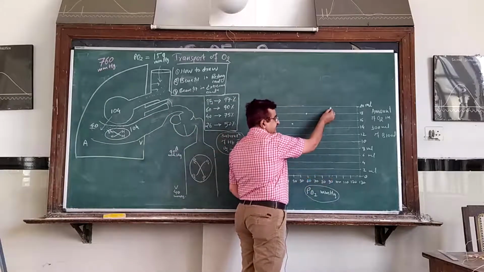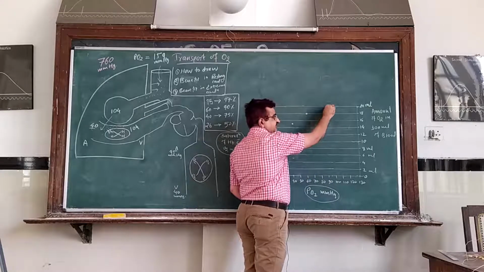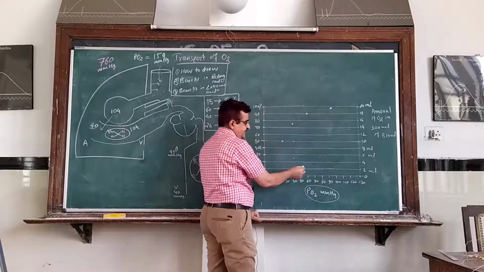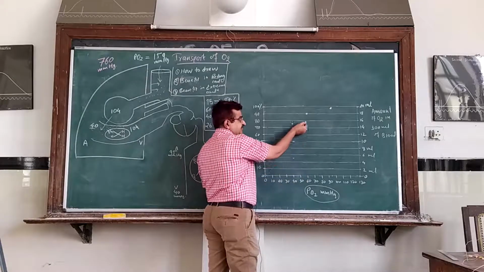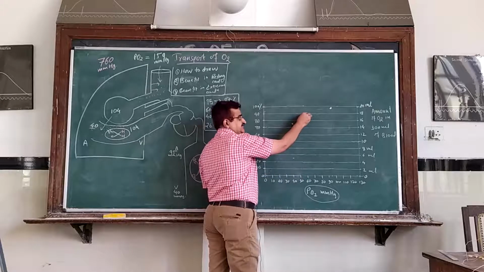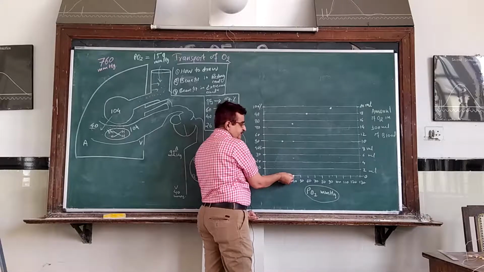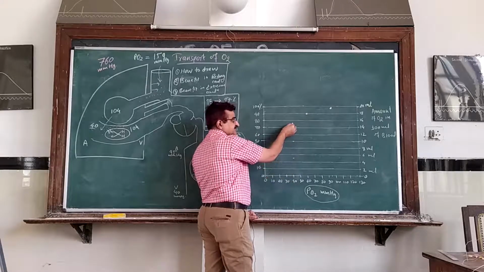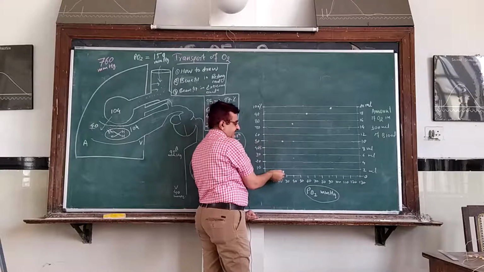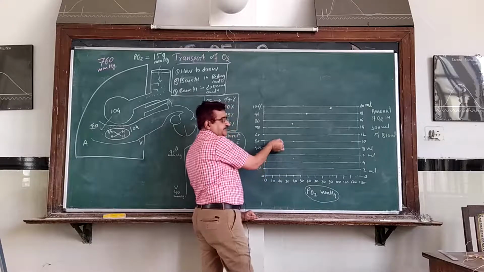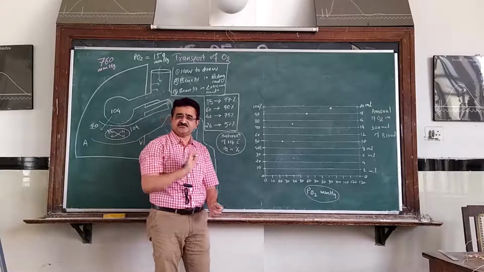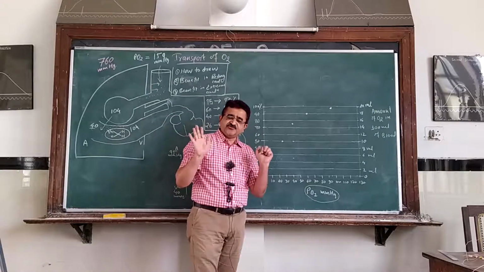So we put these values on our graph. The first value: at 95, it is 97% saturated. This is the first point. Second point, at 60 millimeter: at a PO2 of 60 millimeter of mercury, it is 90% saturated. At a PO2 of 40 millimeter of mercury, it is 75% saturated. And at a PO2 of 26 millimeter of mercury, it is 50% saturated with oxygen. So these are the four reference points.